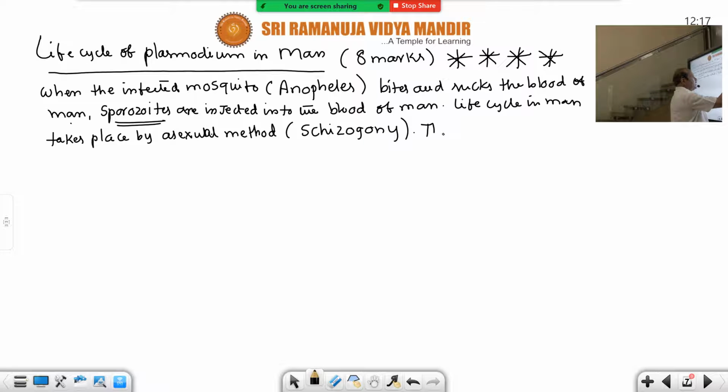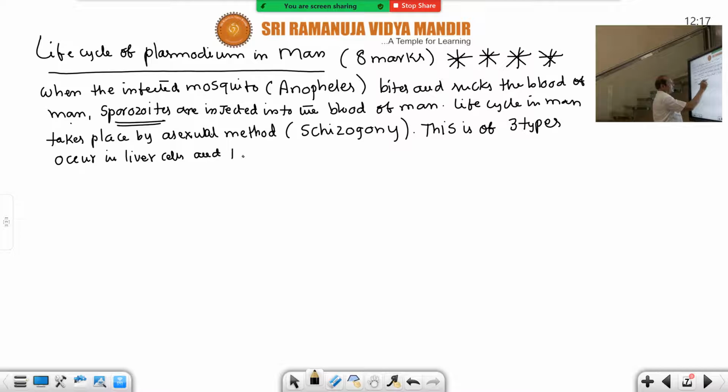So this is of three types. Occur in liver cells and red blood cells. Write simply RBC. Liver cells are also called hepatic cells; already hepatocytes I told you. So this is of three types, occurring in liver cells and RBC.